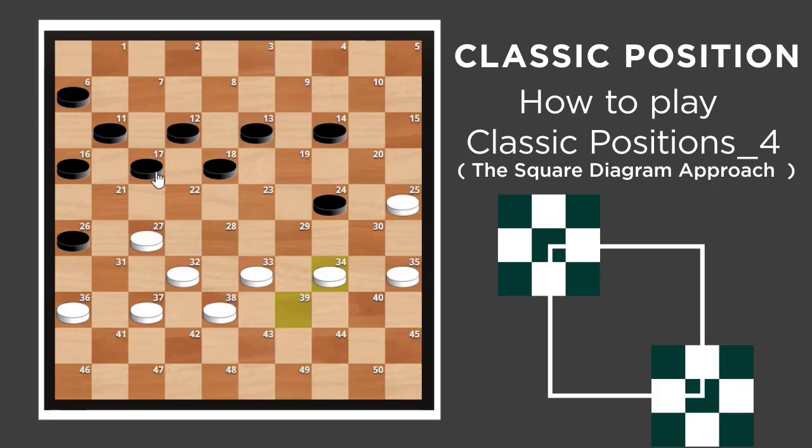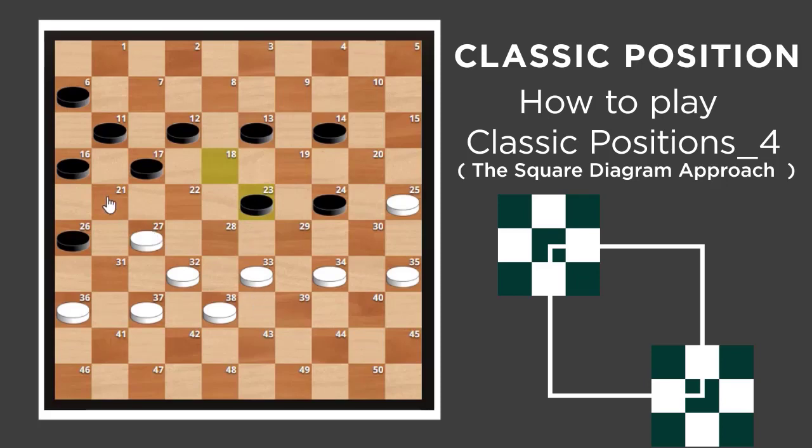So if you look at the last move for black at 17, if you draw the square, we see that the position at 39 has 34, 44, 43, and then 33 surrounding it. We can move from 39 to 34. Black will respond to that move by playing 18-23. White will have to respond to this move by playing 27-21.